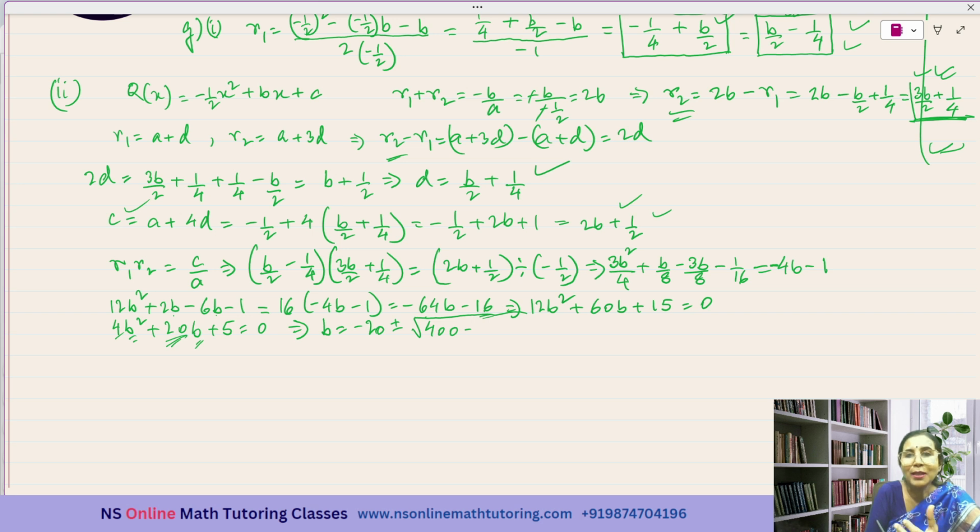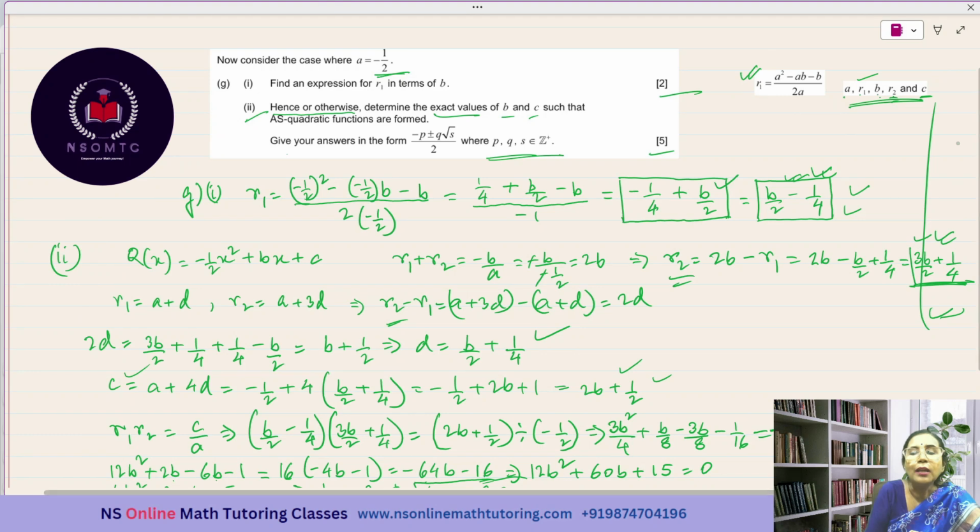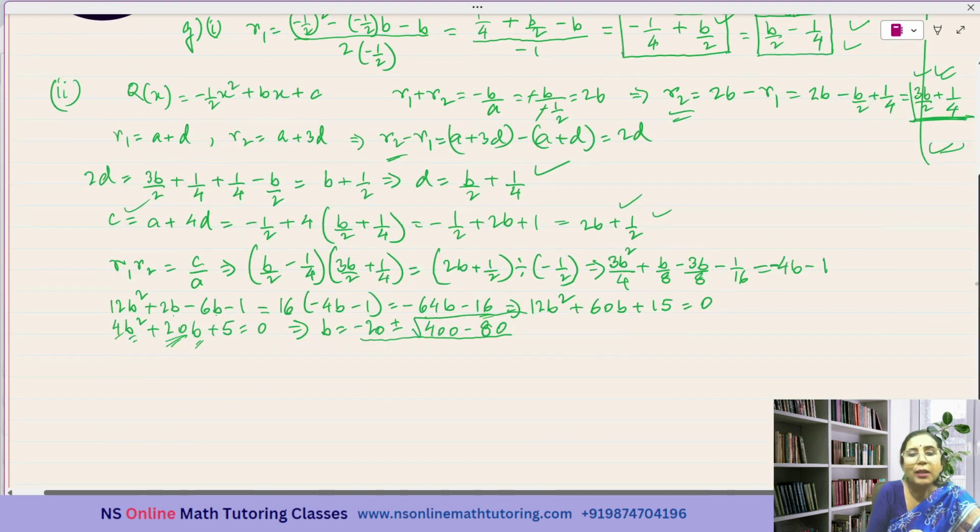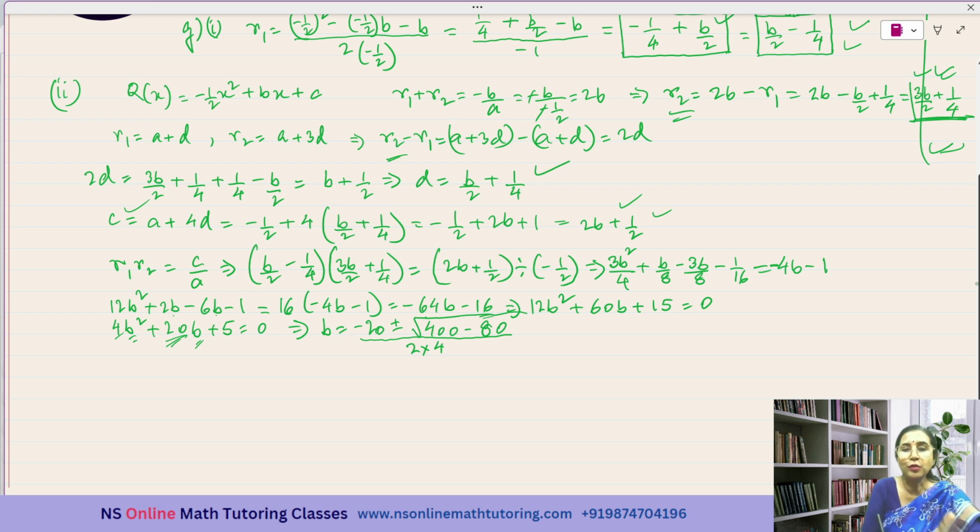16 times 5, maybe some of you have to do the calculation with pen and paper. But if you multiply 4 times 5, it is 20. 20 times 4, you get it as 80 easily. Okay. So this is minus 80 over 2a. Now, you see, they have kept the denominator as 2. Therefore, I am keeping the 2a as 2 times 4. I just don't want to multiply because I have to remember that I have to keep that 2. Okay. And 400 minus 80 is of course equal to 320.